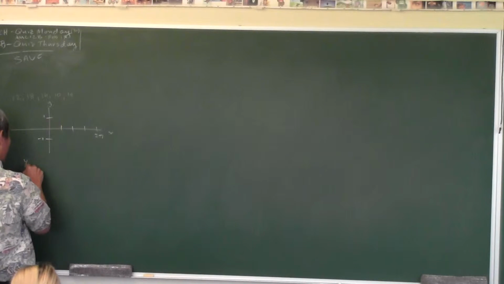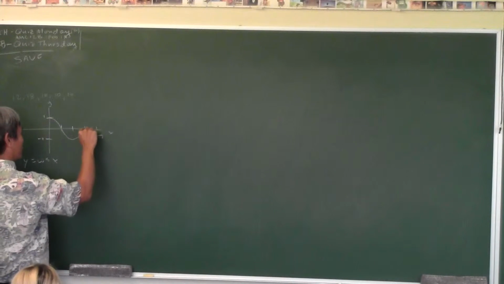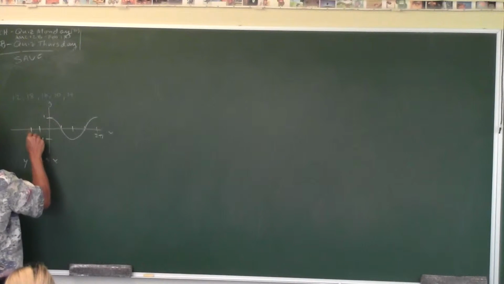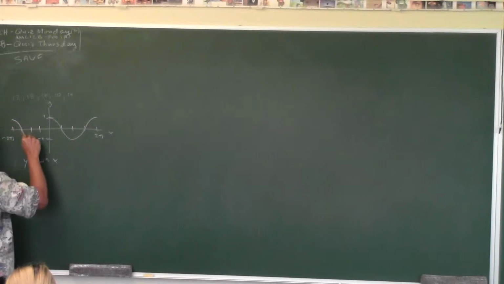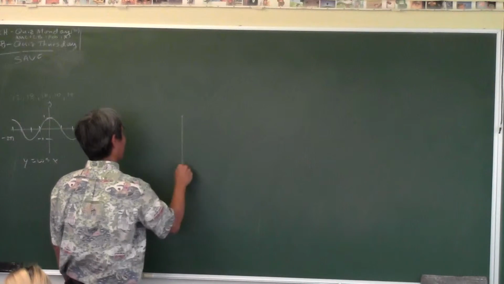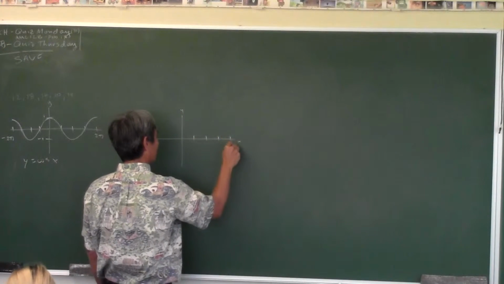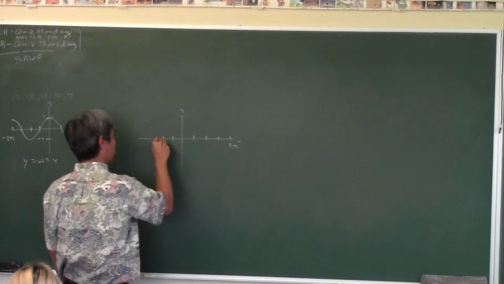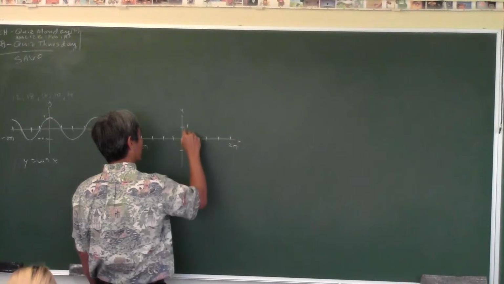So if you have cosine x, it looks like this, right? And then if you copy and paste it, it looks like that, right? And of course, you can keep on copying and pasting as needed. And then the sine graph. Sine looks like this.